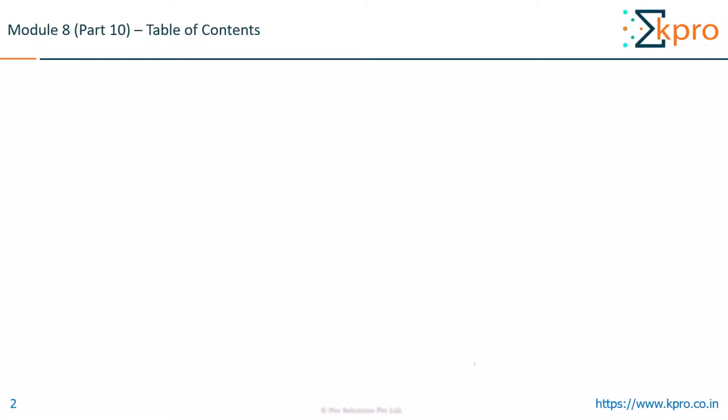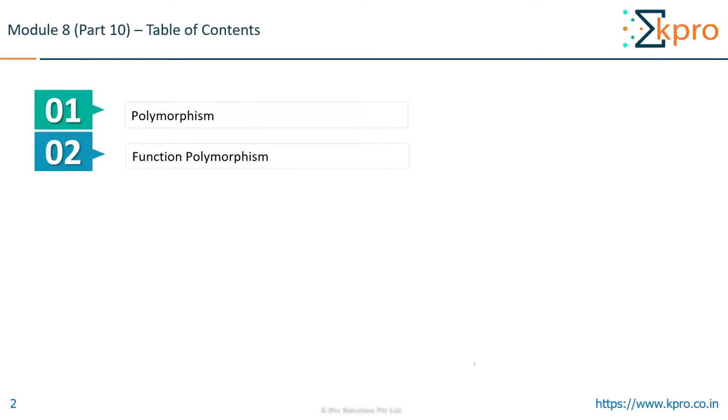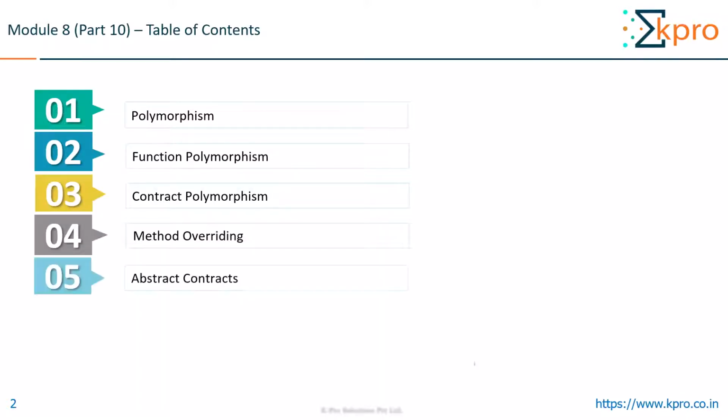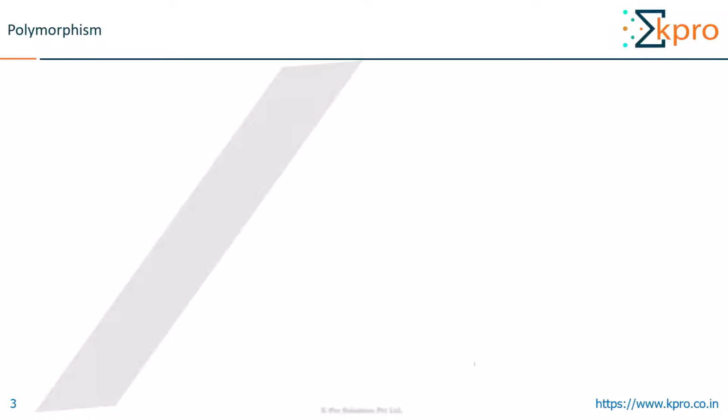So the topics we'll be covering in this video are: what is polymorphism, function polymorphism, contract polymorphism, method overriding, abstract contracts, and finally interfaces. So let us start with what is polymorphism.